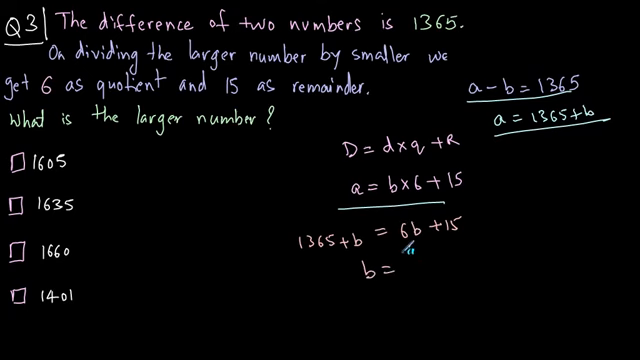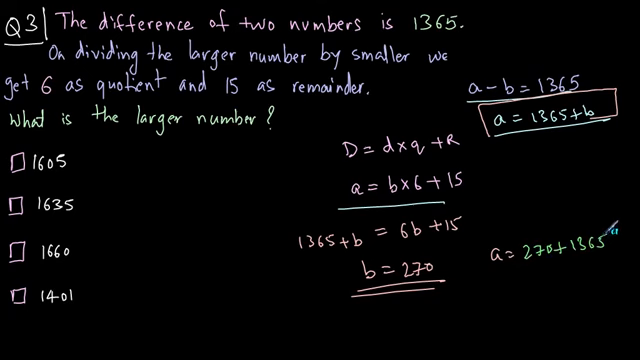So b comes out to be 270. Now you can easily find the value of a from this equation. The value of b we have is 270 plus 1365, and the value comes out to be 1635. So the correct answer here is 1635, option B.